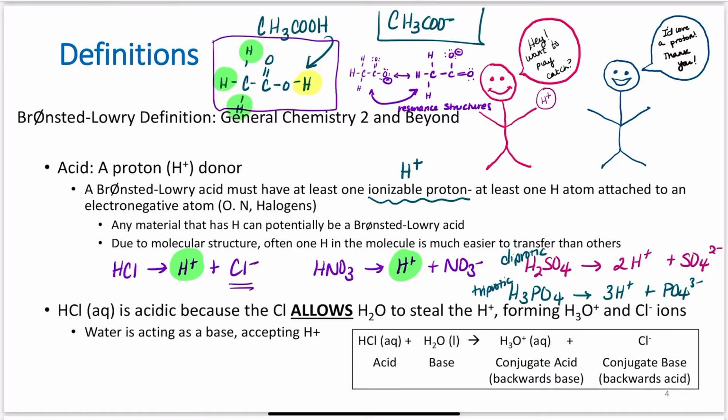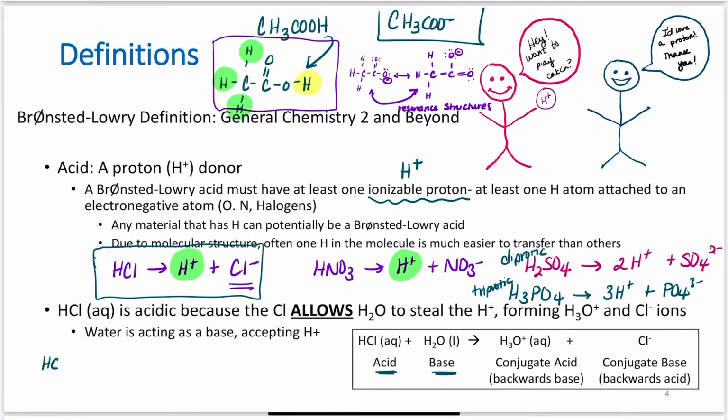So HCl is acidic because the chlorine allows water to steal the proton, forming hydronium ions and chloride ions. Nitric acid is acidic because the nitrate allows water to steal the proton, forming hydronium ion and a nitrate ion. Water is acting as a base here and accepting the proton. So even though we often write the reaction like this without the water shown, we can also write it like this, where we show your acid and your base where water's acting as a base.